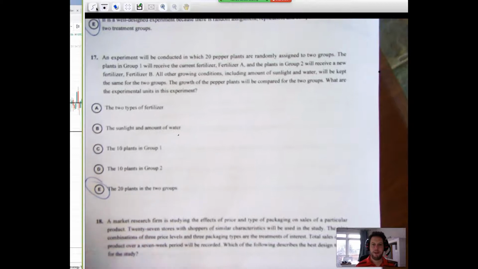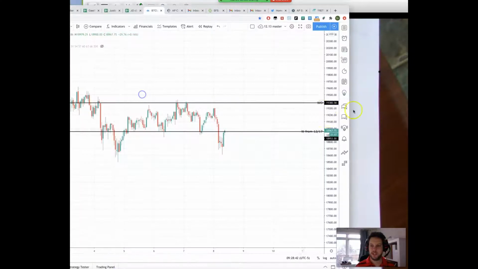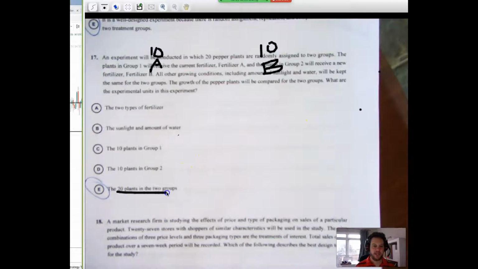17. 20 pepper plants randomly assigned to 2 groups. So we got 10 over here and 10 over here. These are going to get A, and these are going to get B. Everything else is going to be the same. What's the experimental unit? I'm thinking it's going to be some conceptual question. But the experimental unit is just what you're doing the experiment on, and that's the 20 plants in the 2 groups. That's semi-straightforward. The experimental unit is just what you're doing the experiment on.